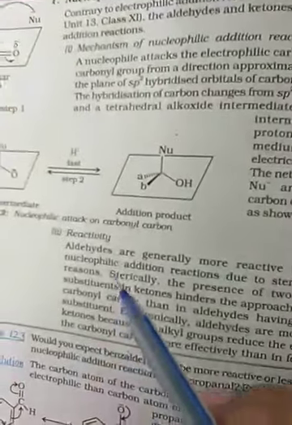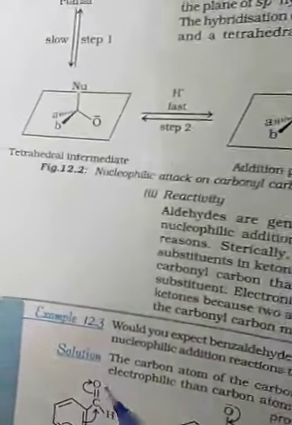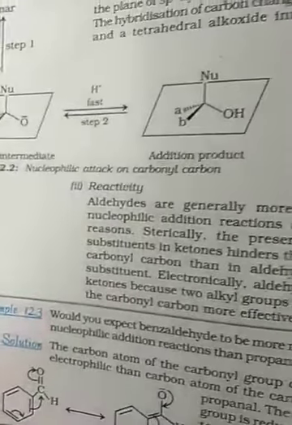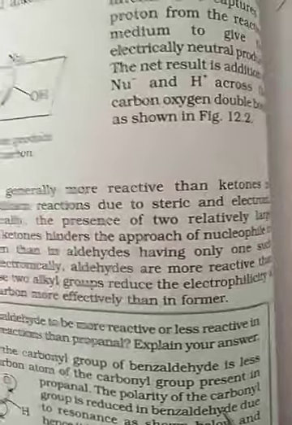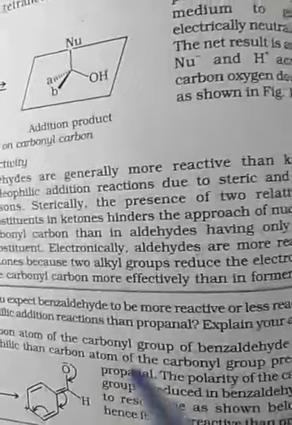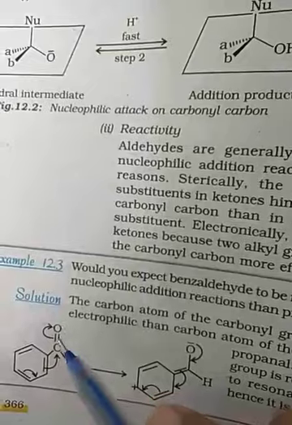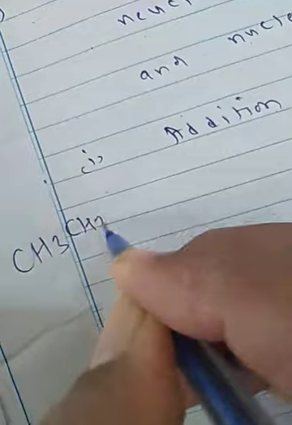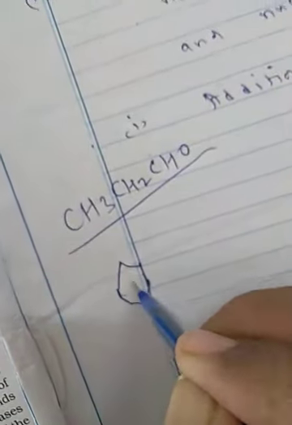Now I will explain with an example, example 12.3. Would you expect benzaldehyde to be more reactive or less reactive in nucleophilic addition reactions than propanal? Propanal means CH3CH2CHO, and benzaldehyde is C6H5CHO. Which one is more reactive?